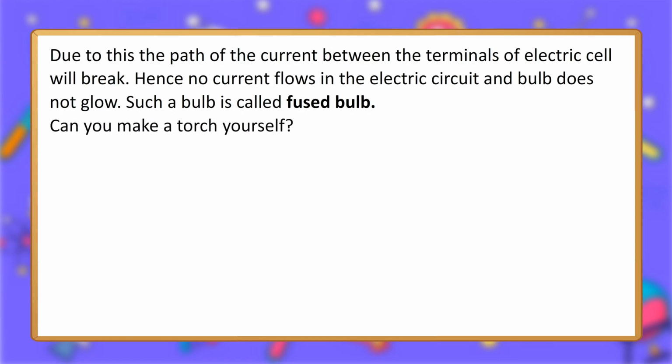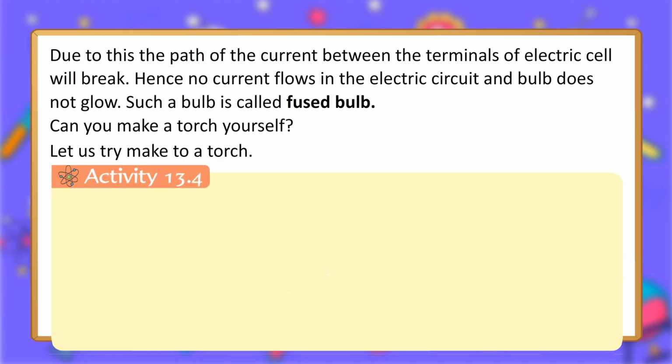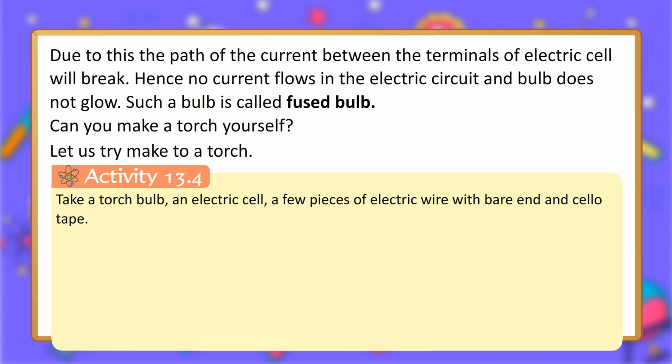Can you make a torch yourself? Let us try to make a torch. Activity 13.4. Take a torch bulb, an electric cell, a few pieces of electric wire with bare ends and cello tape.